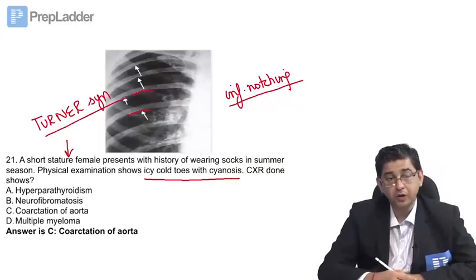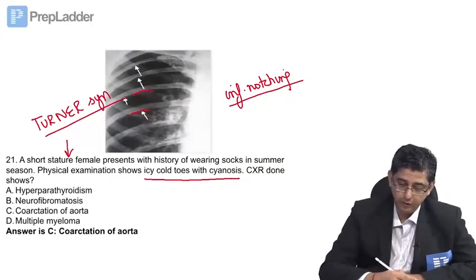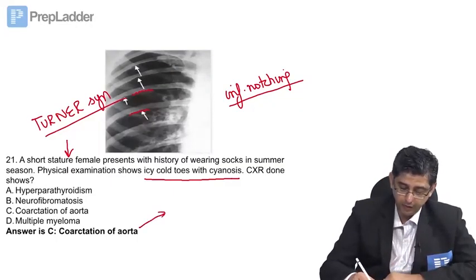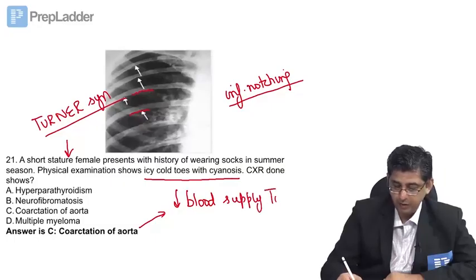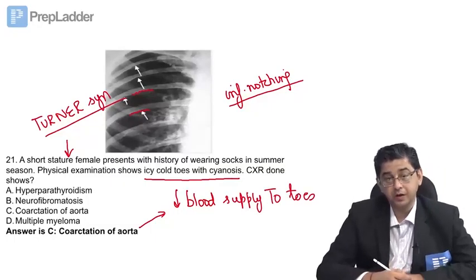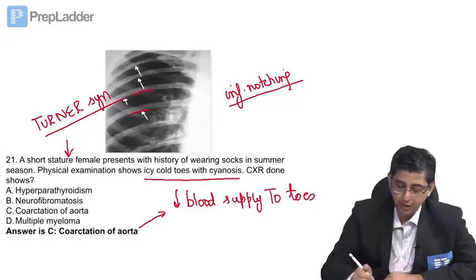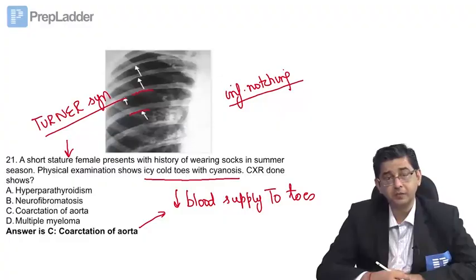In patients who are having coarctation of aorta, there will always be a development of decreased blood supply to the legs. This decreased blood supply to the legs and toes of the patient will explain the fact that the patient is wearing socks in the summer and has icy cold toes with cyanosis. The cyanosis is a peripheral cyanosis.